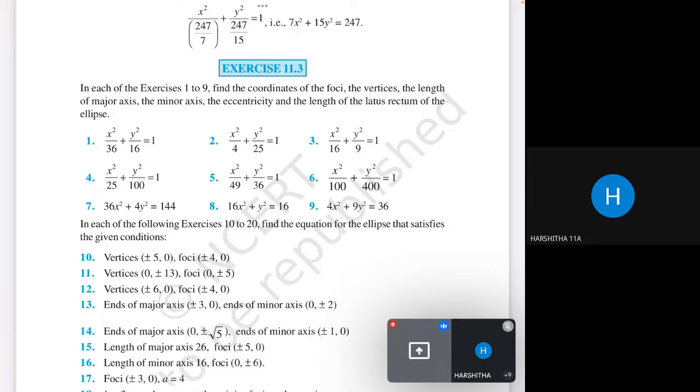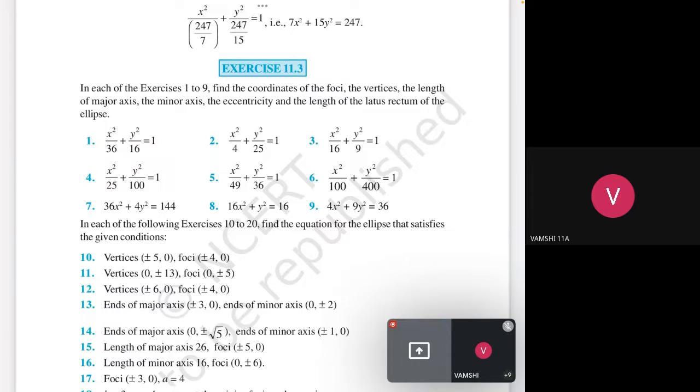From A square equals B square plus C square, the C value you can find as the square root of A square minus B square. That is nothing but 20 we are going to get: 36 minus 16. I am just saying it orally because it is a simple problem and there is no need of using the board here. After getting the C value, you can state the foci. The foci will always be C comma 0 and minus C comma 0. The vertices will be A comma 0 and minus A comma 0.